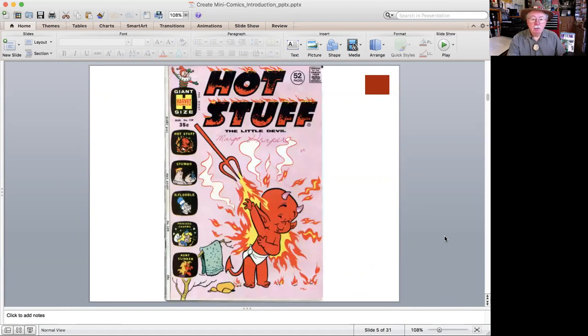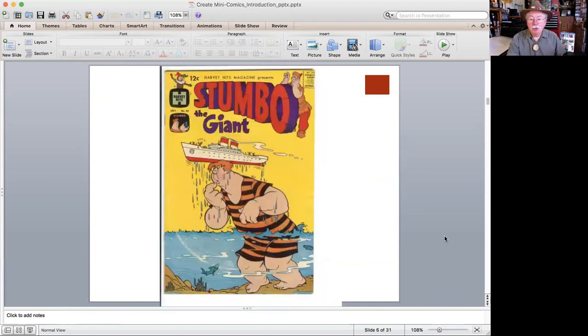I was also allowed comics like Hot Stuff, the Little Devil. He was one of my favorites, as well as Stumbo the Giant. I used to imagine myself at the dinner table being Stumbo the Giant, eating what was on my plate and imagining that I was a giant eating different things, like broccoli were whole trees, and Brussels sprouts were like whole heads of cabbage in one bite.